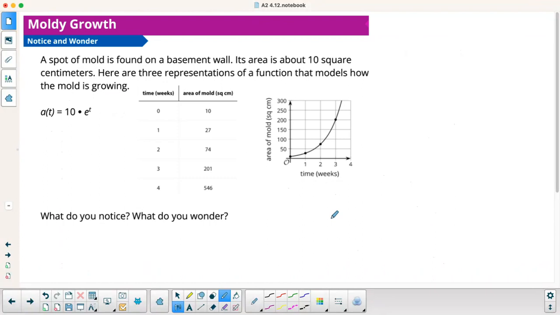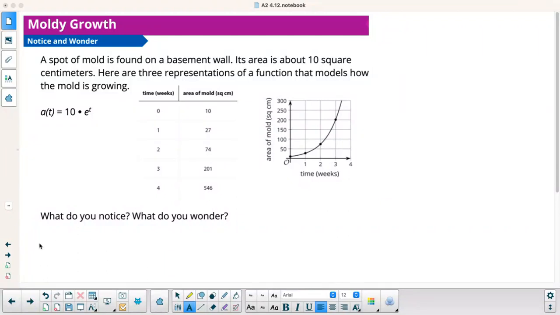All right, so notice and wonder. A spot of mold is found on a basement wall. Its area is about 10 square centimeters. Here are 3 representations of a function that models how the mold is growing. So they gave us this function, they gave us a table, and they gave us a graph. So what do you notice? What do you wonder? So I kind of ruined the surprise here.